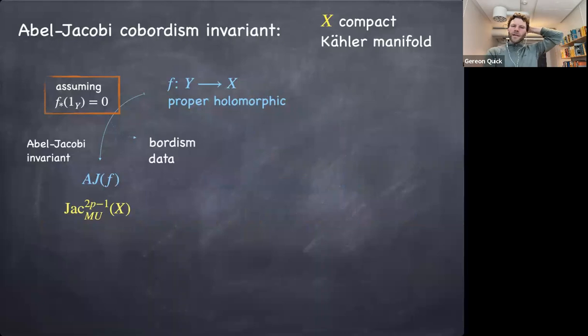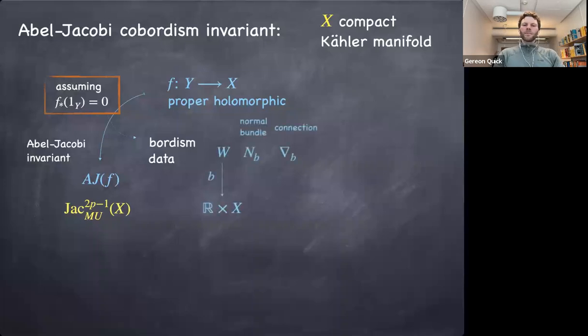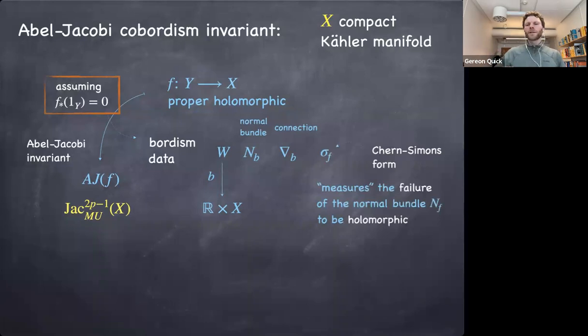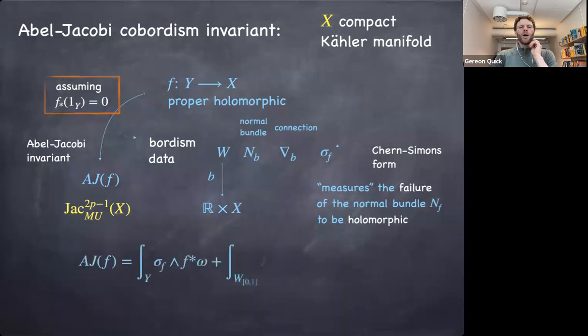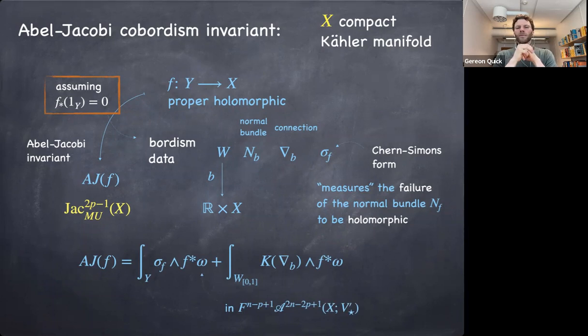So assuming that the fundamental class vanishes in cobordism, that means we can choose some bordism data, just topological bordism data. And what is such bordism data? Well, we take a map over W, a manifold with boundary over R times X, and then we choose a normal bundle and connection to enrich it with some geometric information. And then we add a certain Chern-Simons form, which measures, roughly speaking, the failure of the normal bundle of F to be holomorphic. So if F is holomorphic, then we would not have to take care of this so much.